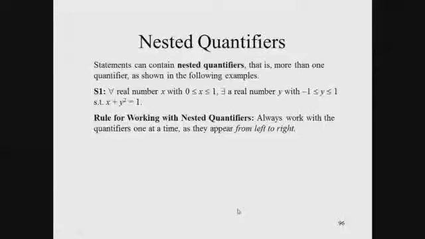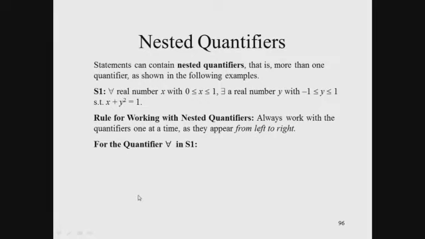And now what I'd like to point out is the golden rule for working with nested quantifiers. And here's what it is. Always work with the quantifiers as they appear from left to right. In our example, the first quantifier you see in S1 is what? For every real number? For every, right? That's the quantifier. For every is the quantifier. So that's the first one that you see, and that's the one you want to deal with first.